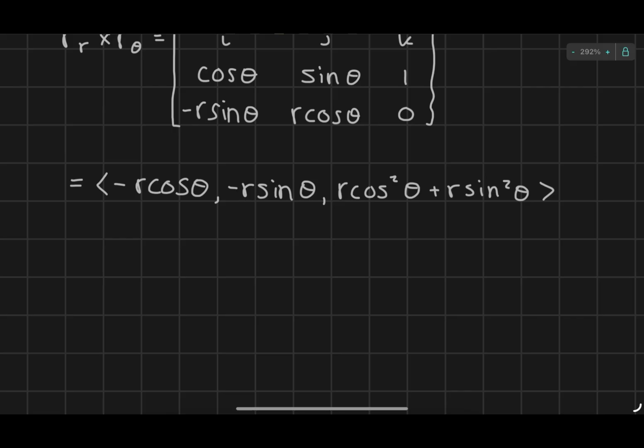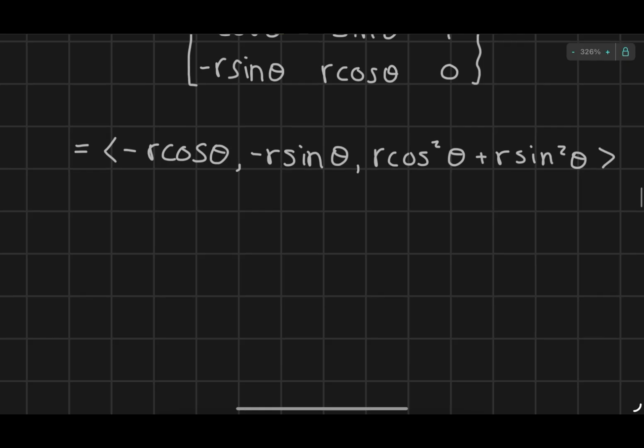If you notice in our z component, our k component, we can go ahead and factor out that r. We're going to have cosine squared of theta plus sine squared of theta, meaning we can just cross that out and set it equal to 1. Recall that sine squared of theta plus cosine squared of theta is equal to 1. Therefore, our final cross product is going to be negative r cosine theta, negative r sine theta, and r.